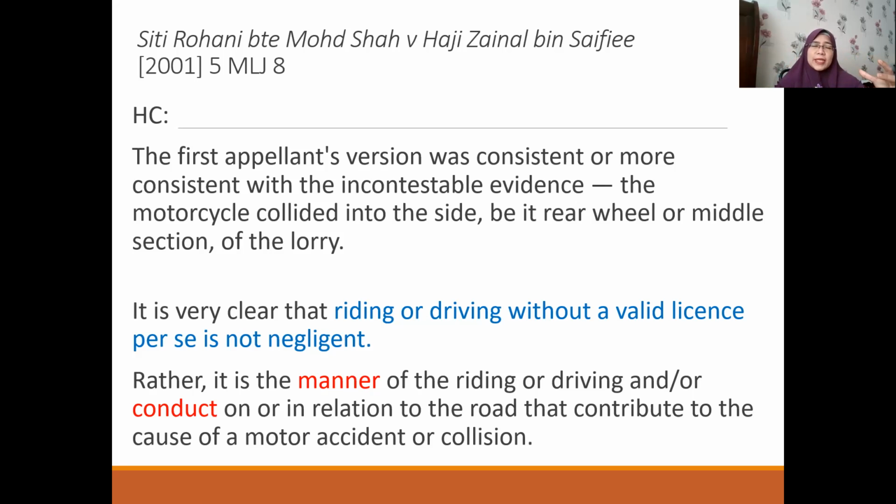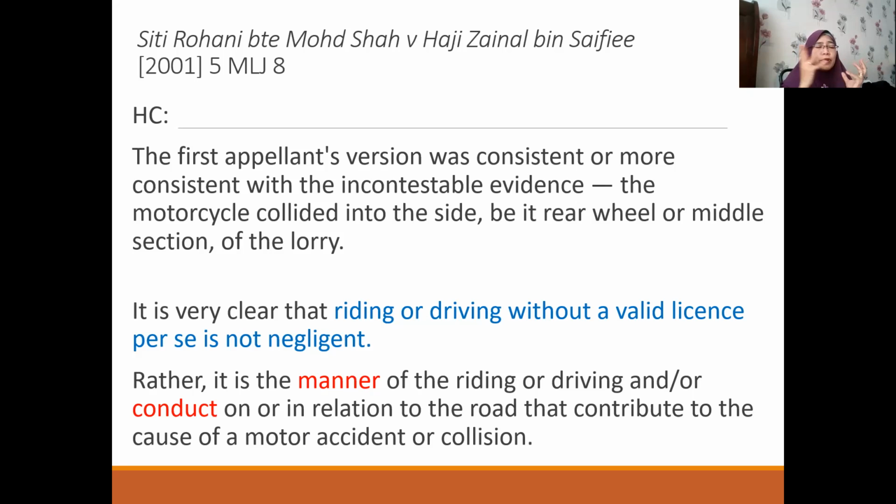So from the way the accident happened, we can conclude whose story should be relied on. And the court said it is very clear that riding or driving without a valid license per se is not negligent. Yes, it is an offense, but it doesn't amount to negligence. It depends on the way you ride your motorbike or the way you drive, even without a license. Rather, it is the manner of the riding or driving and the conduct in relation to the road that contributes to the cause of a motor accident or collision.